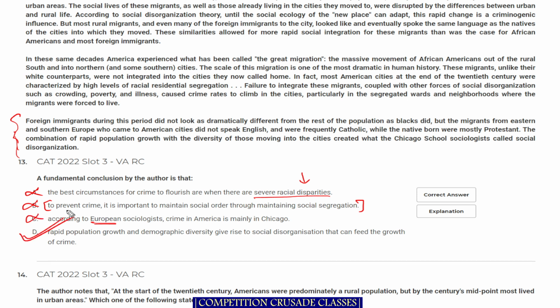Let's read D anyway. Rapid population growth and demographic diversity give rise to social disorganization that can feed the growth of crime. So this is the most appropriate option that you can find. So we actually arrived at the correct answer by elimination, right? Let's go to the next one.